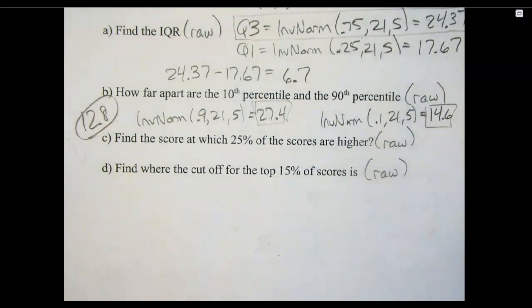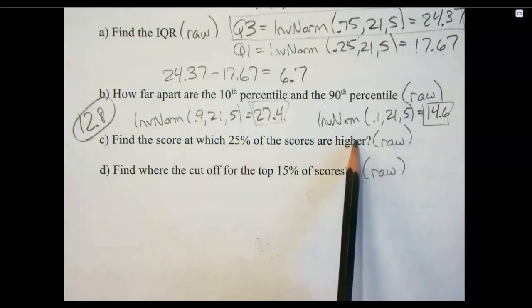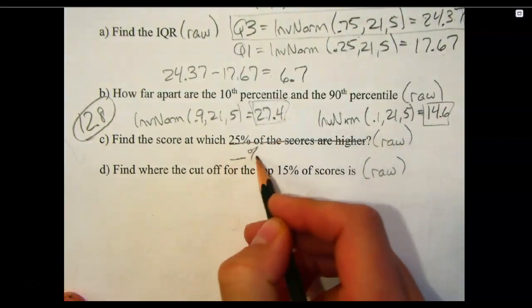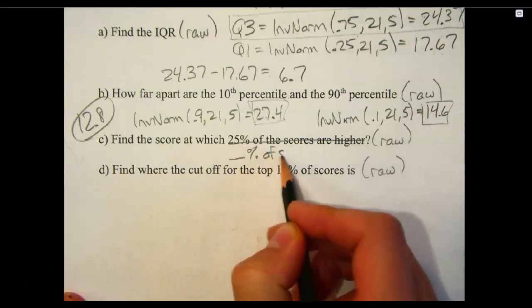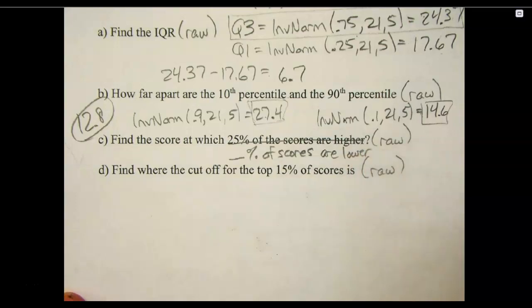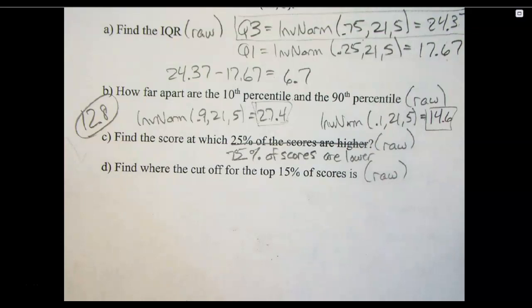Alright, C and D are backwards. Your calculator doesn't know how to think in percent above. It only knows how to think in percent below. So whenever I ask you, or the AP test asks you, percent of scores that are higher, you can't think about the problem that way. You kind of have to cross that off and say, well, if 25% of the scores are higher, what percent are lower? 75. And then do the problem with that. Your calculator, if you put in 0.25, is going to tell you the 25th percentile.